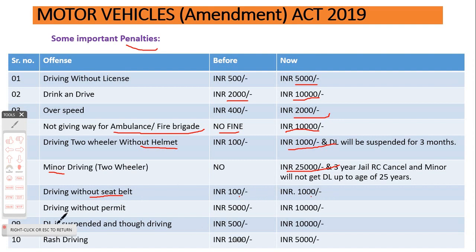Then without a seat belt, a 100 rupees fine was there, but now it is 1000 rupees. Without a permit, 5000 rupees was there, but now it is 10,000. Then driving while the license is suspended: the person has to pay 10,000 rupees, but earlier it was 500 rupees. For rash driving, earlier it was 1000 rupees, but now it is increased to 5000 rupees. And remember this point also, this is not part of your syllabus.